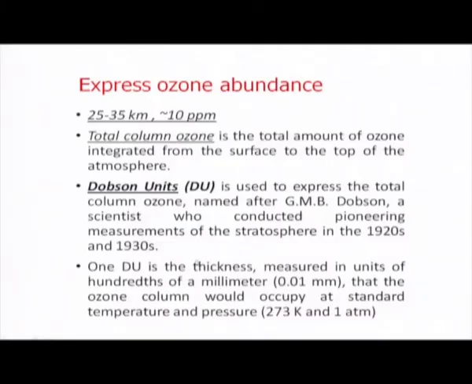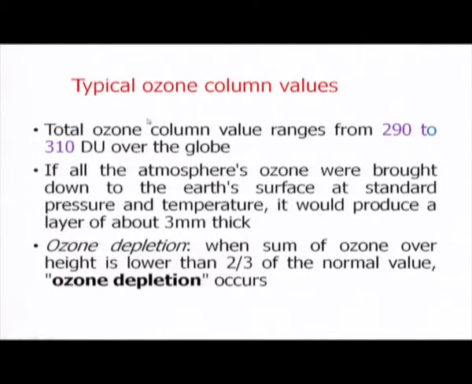And one Dobson unit is a thickness measured in units of hundredths of a millimeter, that is 0.01 mm, that the ozone column would occupy at standard temperature and pressure, that is 273 Kelvin and 1 atmosphere. And generally in the stratosphere, the total ozone column values, if we measure them, range from 290 to 310, which is considered normal. If the ozone column lies in the range 290 to 300 Dobson unit, it is fine.